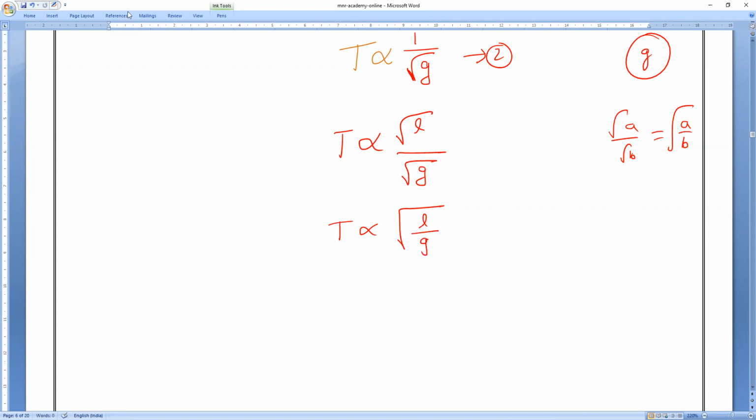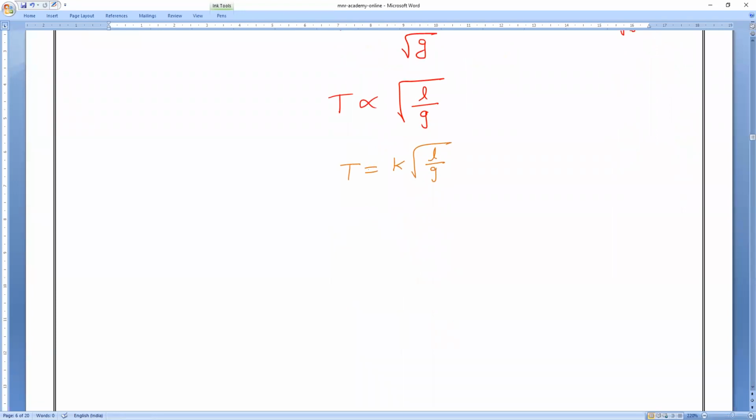Now the proportionality you have to remove. You have to bring something. Equals K, constant. T equals constant into root over L by G. For a simple pendulum, remember K is the proportionality constant.